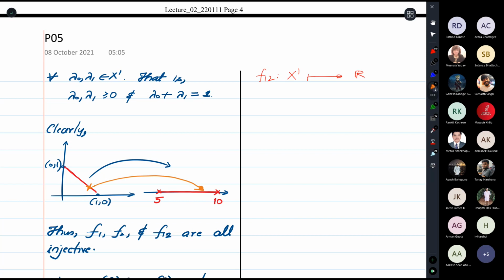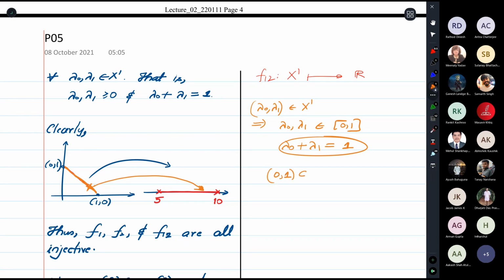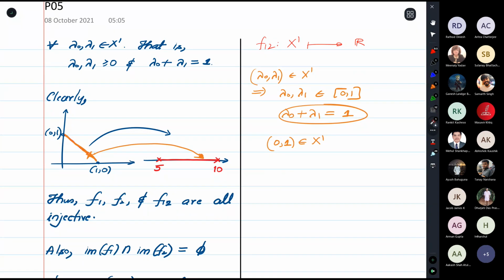Okay, so let's try to investigate this a bit more. Since (lambda 0, lambda 1) lies in x1, this automatically implies that lambda 0 and lambda 1 should be numbers that lie in the interval [0, 1]. And furthermore, they should satisfy the property that lambda 0 plus lambda 1 must be 1. So this, I hope you agree, is the equation of this line segment. Now I hope you agree that (0, 1) lies in x1. So (0, 1) is precisely this element. Similarly, (1, 0) also lies in x1.